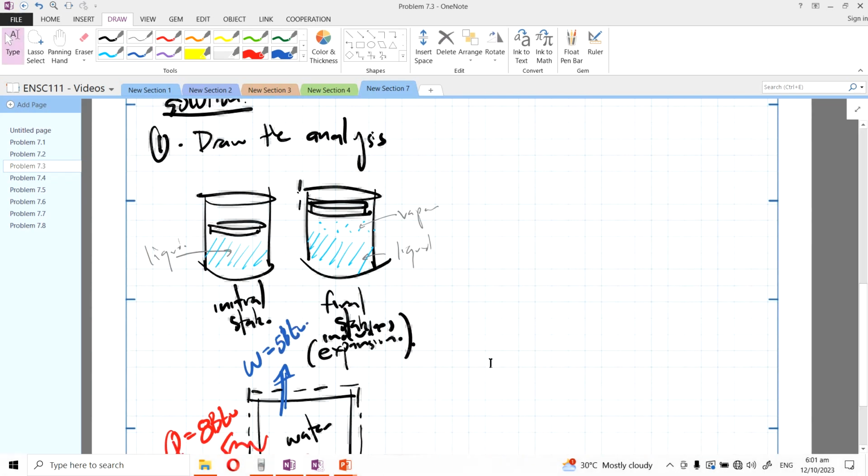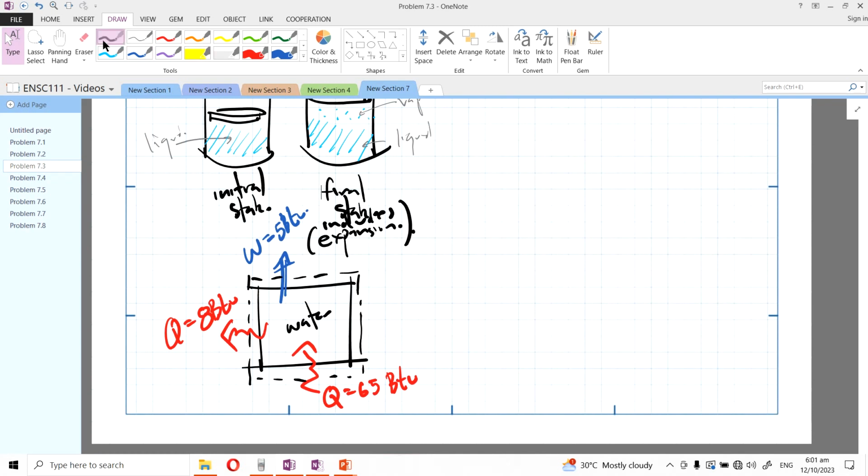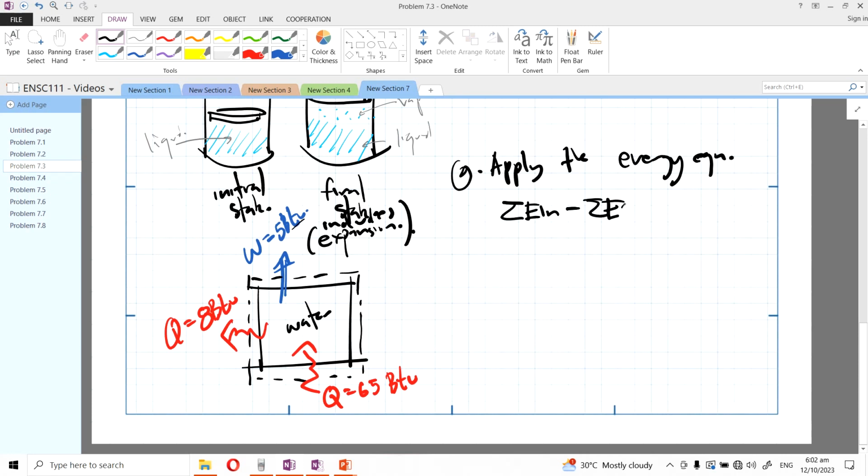Okay, so once everything is set, then we can now apply the energy equation. Right? Energy equation. So, what form? Is it the total form, rate form, or is it the specific form? So we can just use the total form because the units here are in total form. Okay, so summation of energy in minus summation of energy out is equal to the change of the energy in the system.